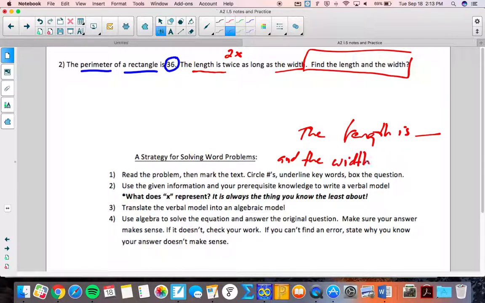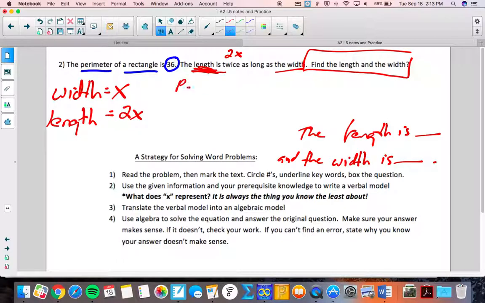Alright, so now they gave us a sentence about the length, so that means we don't know much about the width, or we don't have a sentence for the width, so the width will be x. The length is twice as long as the width, so that's 2x. So perimeter equals 2L plus 2W. The perimeter is 36, so I substitute 36 in for P. The length is 2x. The width is x.